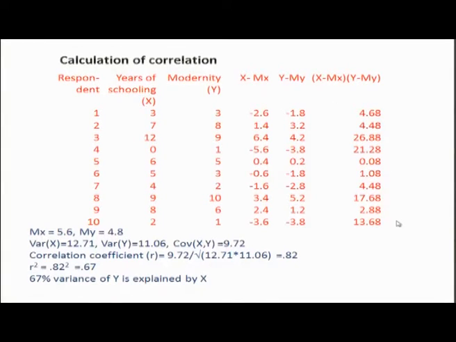Sum of these values divided by 10, n is 10, is 9.72. So, the correlation coefficient between two variables is 9.72 divided by square root of the product of 12.75 and 11.06, and this is equal to 0.82. R square is square of 0.82 or 0.67, which means that 67% variance of y is explained by x, which is quite high.